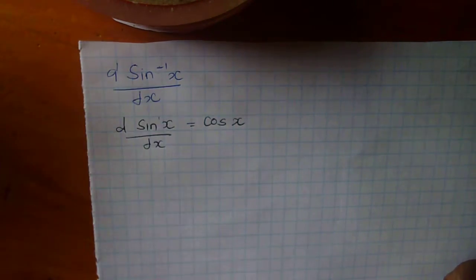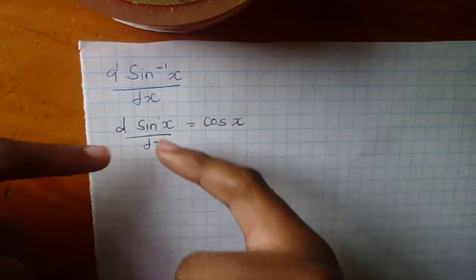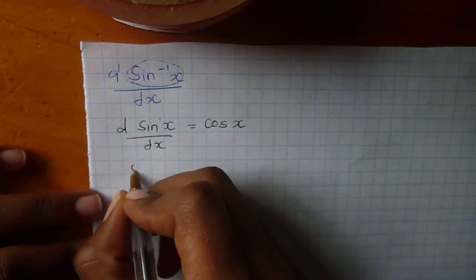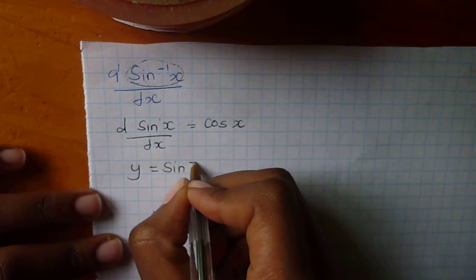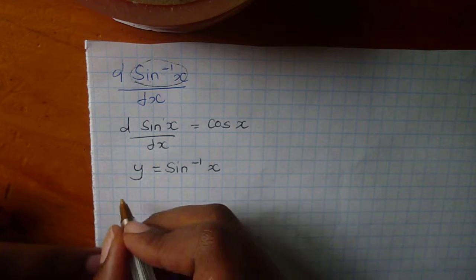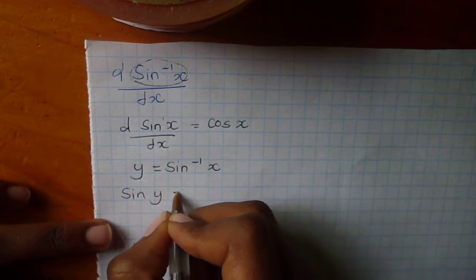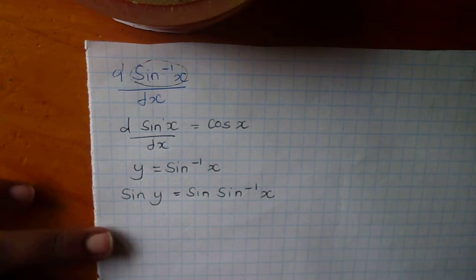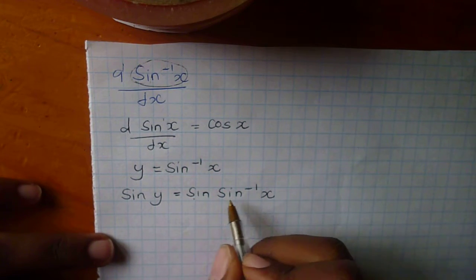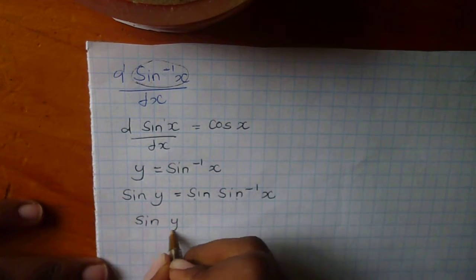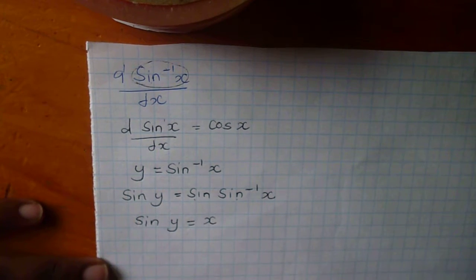So what we do, we try to return this function into the format of sine x. And how do we do that? We equate our function to y. So y will be equal to sine inverse of x. From there, we take the sine of both sides to obtain sine y is equal to sine of sine inverse x. So what happens when you have a sine and a sine inverse? They cancel each other. So you get sine y is equal to x.